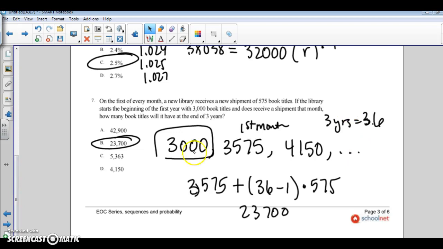This one, you have to be careful about the 3,000. It says on the first of every month, the new library receives a new shipment, and the library starts at the beginning of the first year with 3,000 books. It does receive a shipment that month, so 3,000 is actually not the first month. The first month would be 3575. How many titles will we have for 3 years? So that's 36 months. So we'd have the first term is 3575 plus 36 minus 1 times 575 every month, because this is arithmetic. You put that in, and you get the total of 23,700.